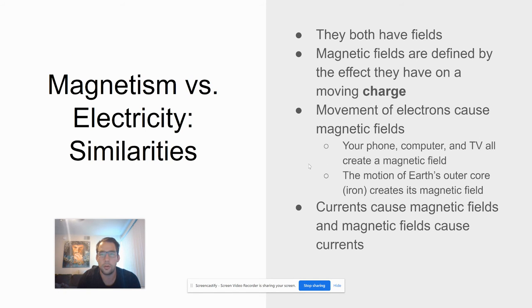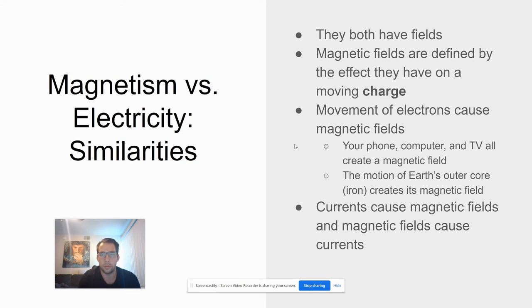Some similarities. So we notice that they do both create fields. That's how magnets interact with each other. One really interesting part is that the magnetic fields are defined by the effect that they have on a moving charge. So we know about magnetism because we know about electricity.